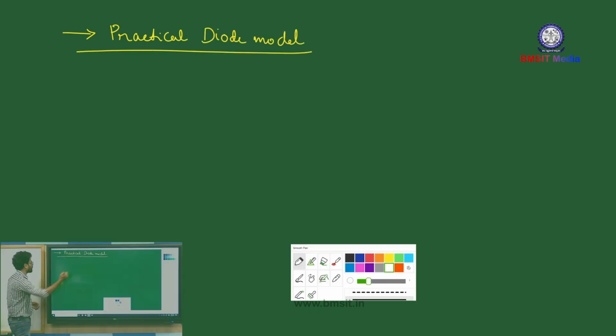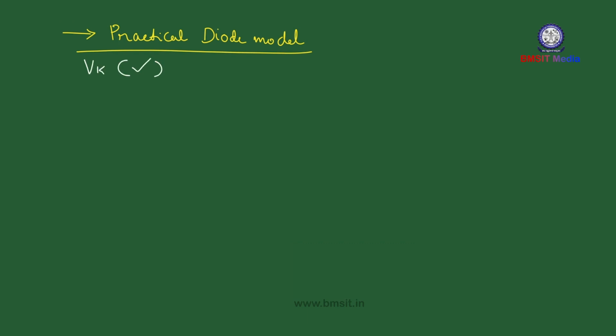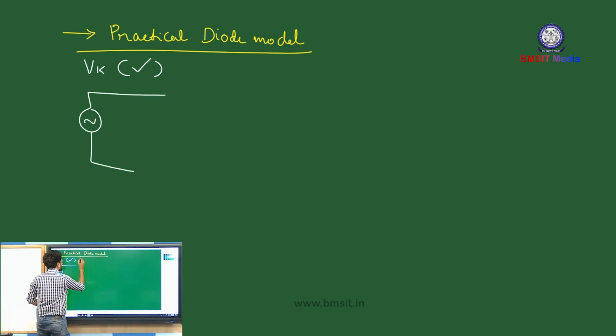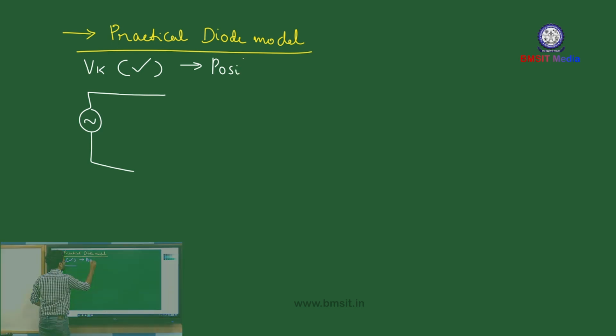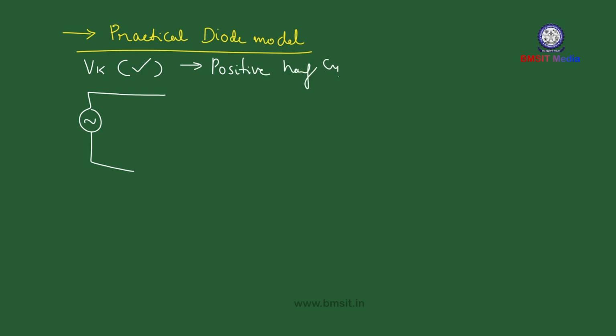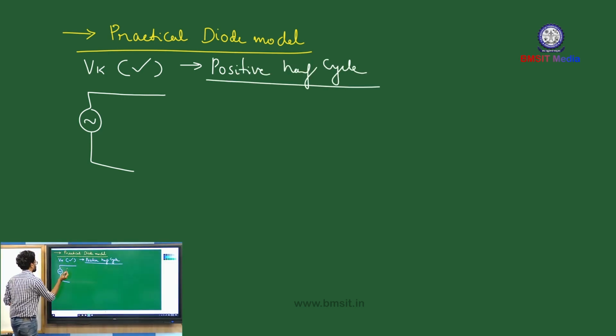Okay, in case of practical diode model, what are we going to consider? We are going to consider Vk. So let us draw the circuit diagram. Let us consider the positive half cycle itself. So this is the source. For positive half cycle, the upper side we will consider as positive and the lower side negative.